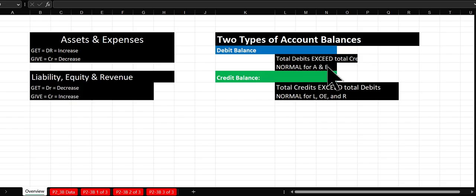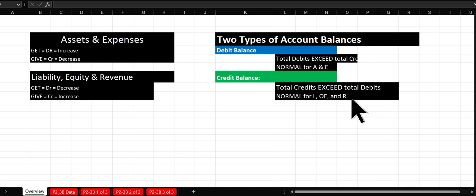And so normally the debit side would be larger than the credit side, not in terms of the number of entries, but the total dollar amount. And so your assets and expenses are said to have debit balances because it's normal for the debit side to be larger than the credit side. Similarly, we have credit balances whenever the credit totals exceed the debit total in a given account. Well, it's normal for that to happen with accounts in the liability, equity, and revenue categories.